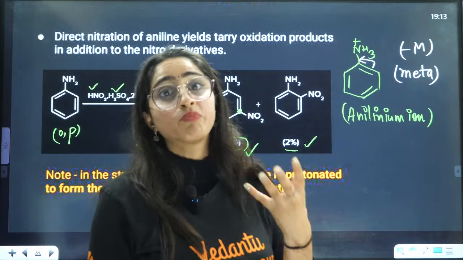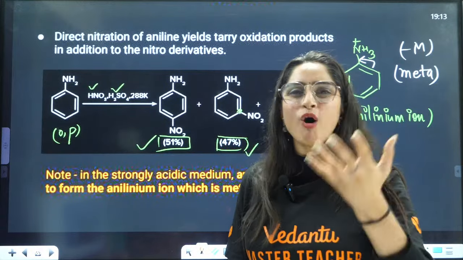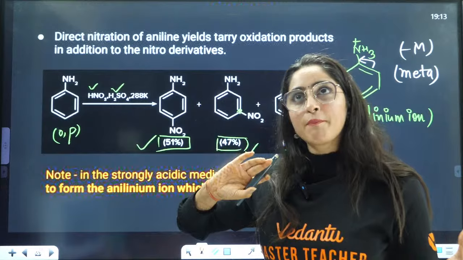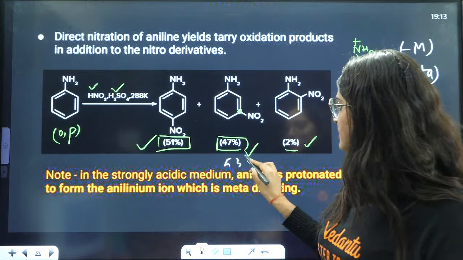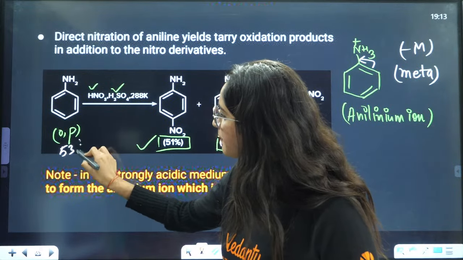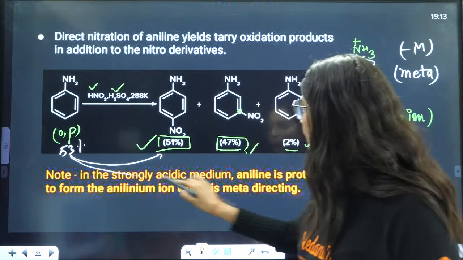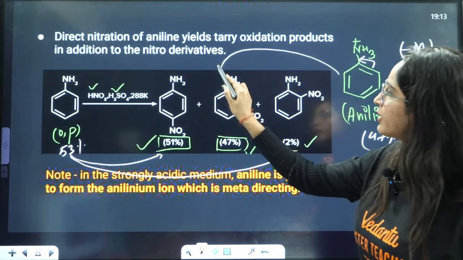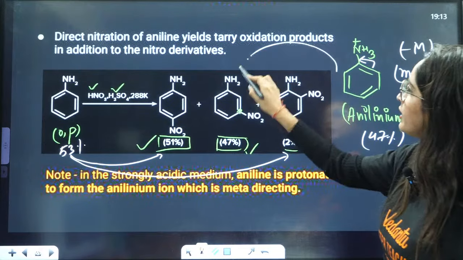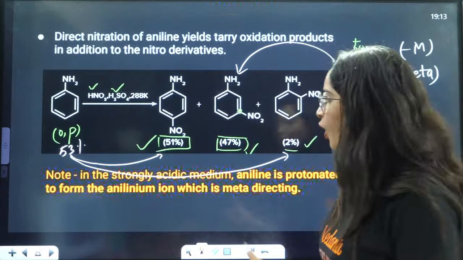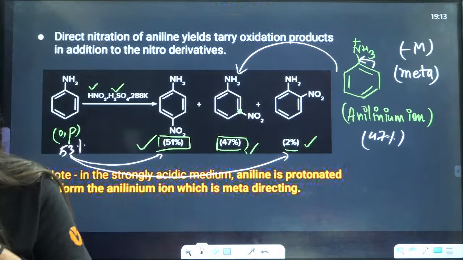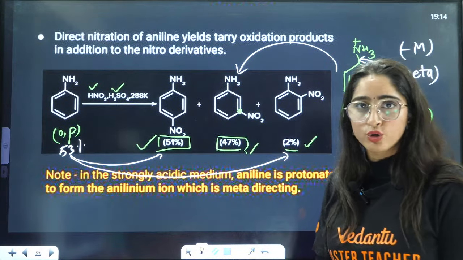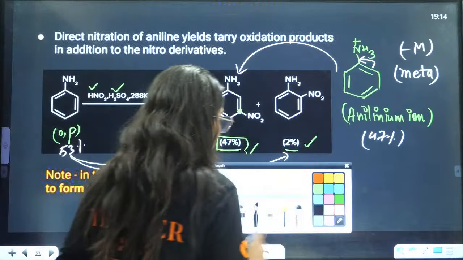Now, in that reaction mixture, some of the aniline will be converted to anilinium ion. Some aniline will not be converted to anilinium ion. For example, you have 53% of aniline. Out of that 53% of aniline, you have 51% para and 2% ortho, right? Then 47% of it was anilinium ion that is converted into meta. 47% of anilinium ion is giving us meta product. That is how we are also getting meta product here. You need to remember the percentage also: 51% para, 47% meta, 2% ortho, right? Yes, everybody, that is the percentage.